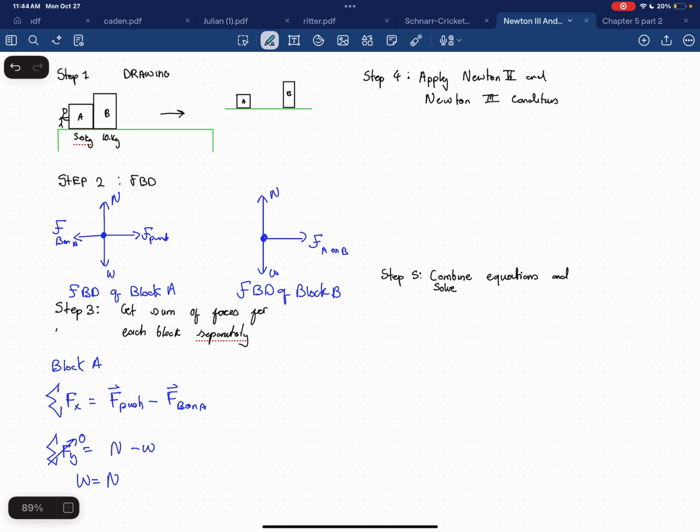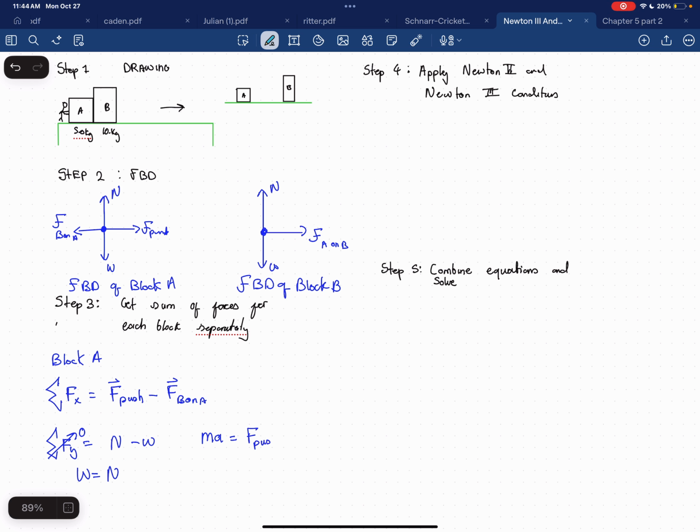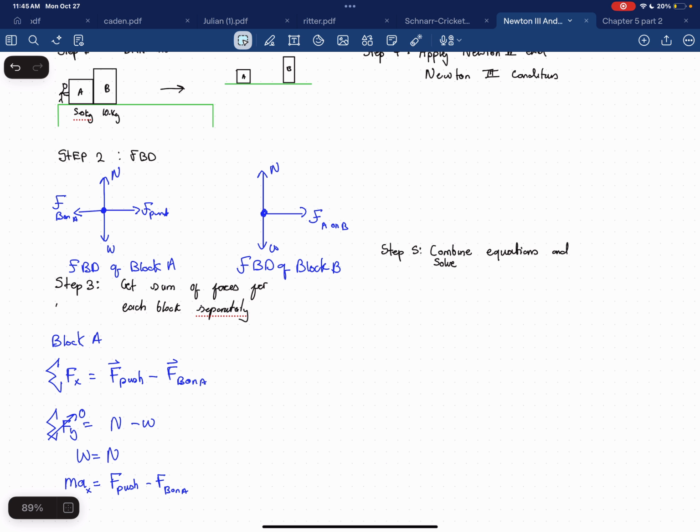But now, are we accelerating in the direction of x? Yes, we are. So in that case, we plug in ma for the sum of forces in x. ma is going to be equal to F push minus F of B on A. This is in the x direction. All right. So I'm just going to leave that like that for now, because I need room for block B.